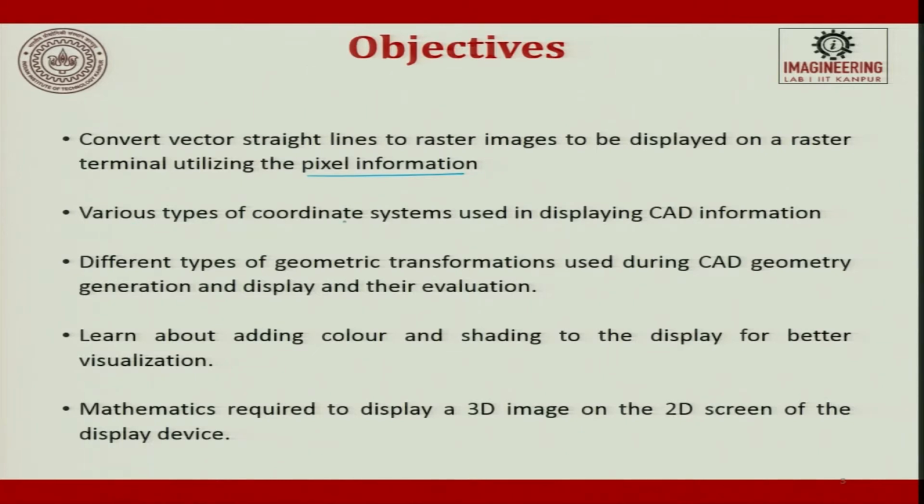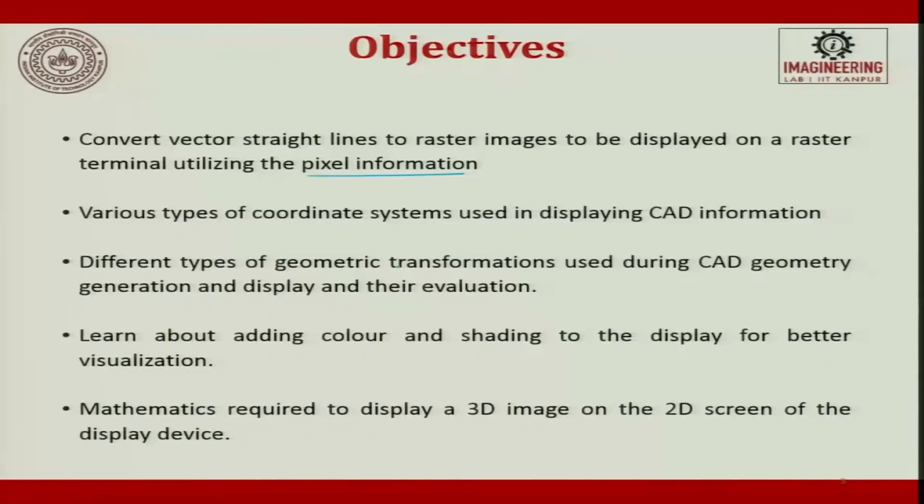Then various types of coordinate system, as I told you earlier: world coordinate system, user coordinate system, right hand system, left hand system. Then different types of geometric transformation, when we are trying to move an object, when you are trying to mirror an object, when you are trying to scale an object. So, scale can be uplifting, like multiplying it 2 times, 10 times, or it can be reducing it. So, when do we reduce?